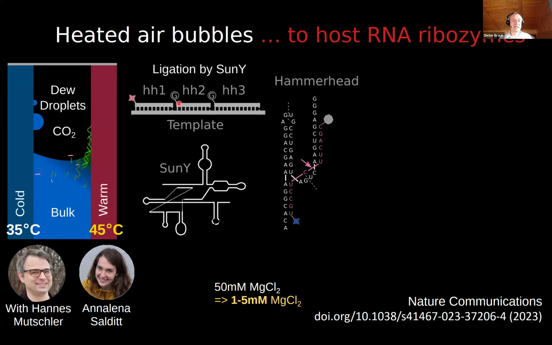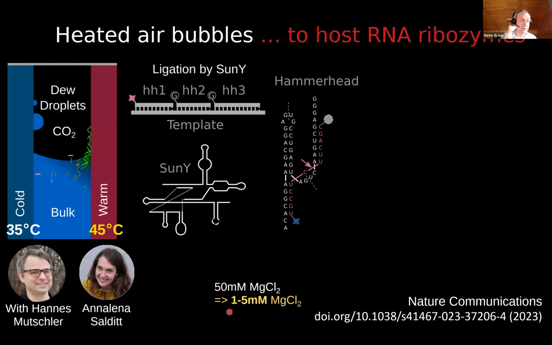And you stick together from 3 parts on a template a hammerhead ribozyme. Because that hammerhead ribozyme needs to fold on itself to be functional, the function of a hammerhead ribozyme is to cut a piece of RNA. And for that, it has to remove the template.